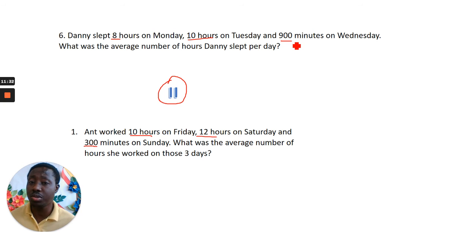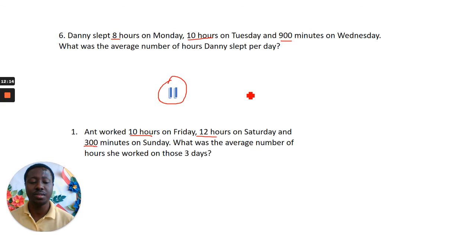Okay, so what you can do is change 900 minutes into hours, add it to 8 and 10, and divide by 3. Remember, 60 minutes is equal to 1 hour. All right, so you just have to divide 900 by 60, get the hours, add it and do it for number 6. Okay, good. So I just want you to do number 6 by yourself. I just have to explain. All right, change 900 minutes into hours.